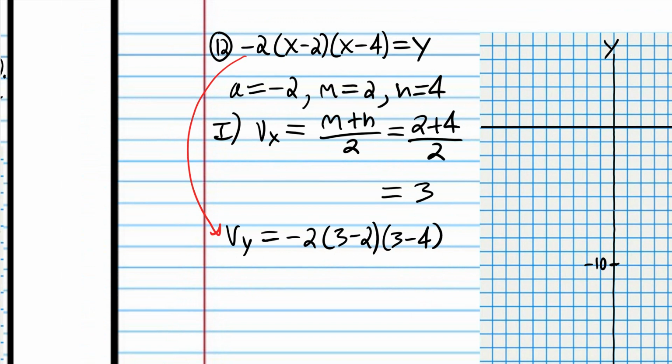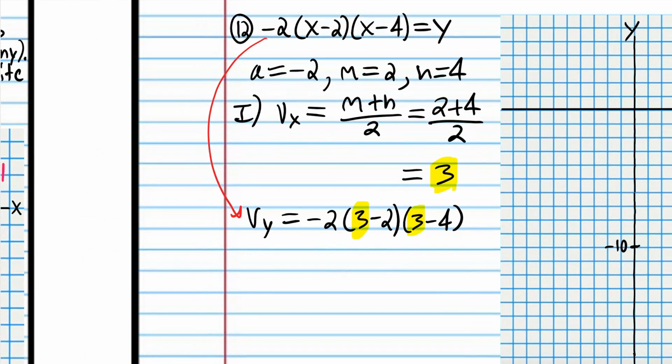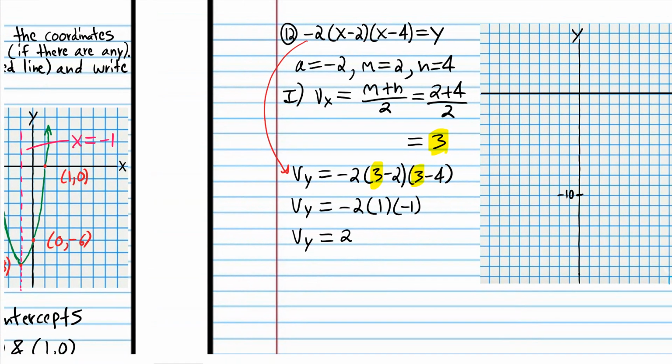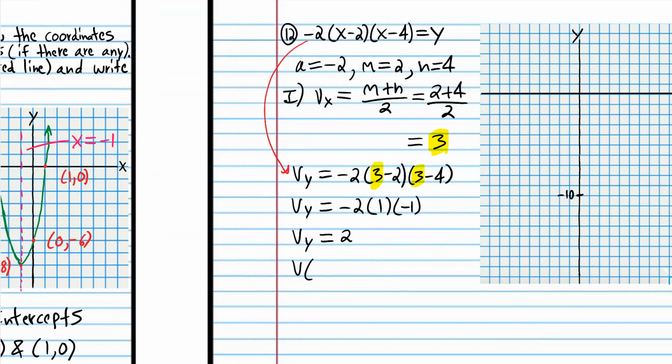So just to be absolutely clear, I got that 3 from there. And -2 times 1 times -1 is equal to +2. And so the vertex is 3, +2.